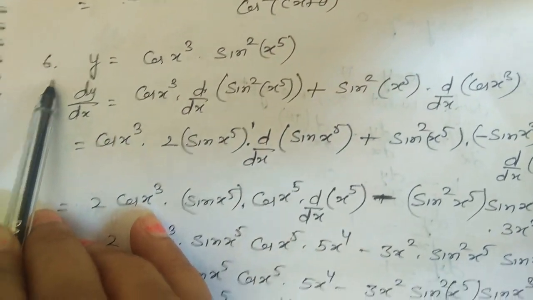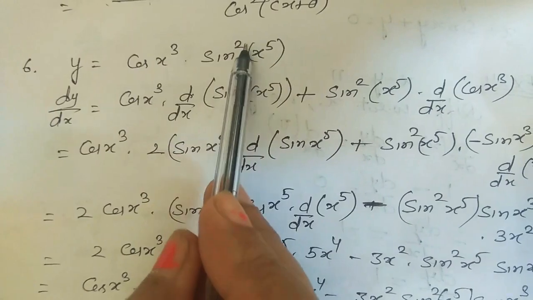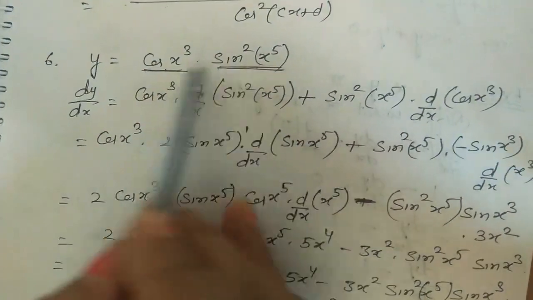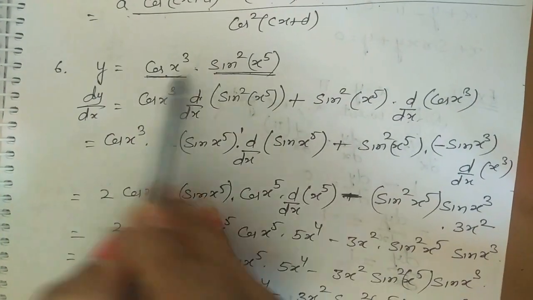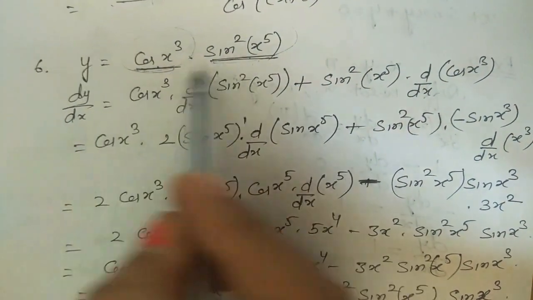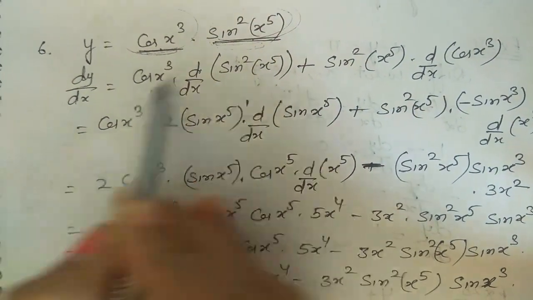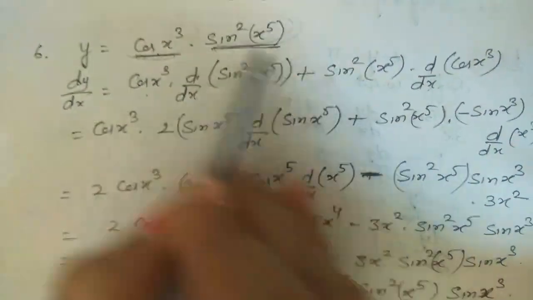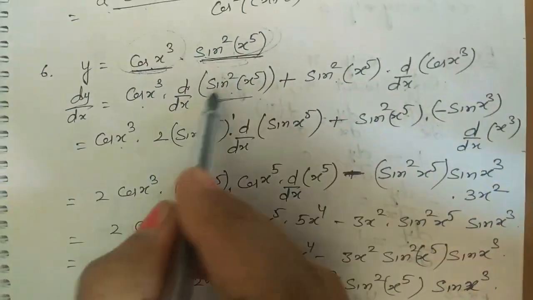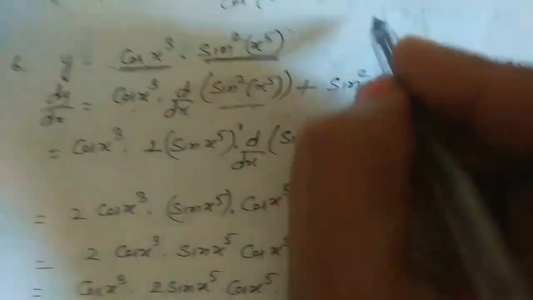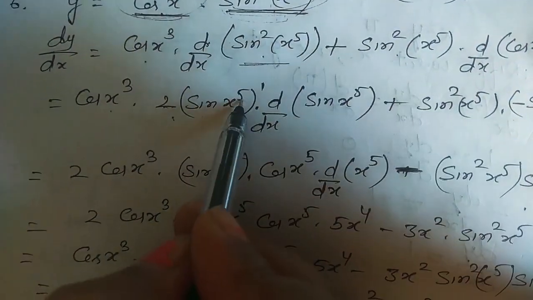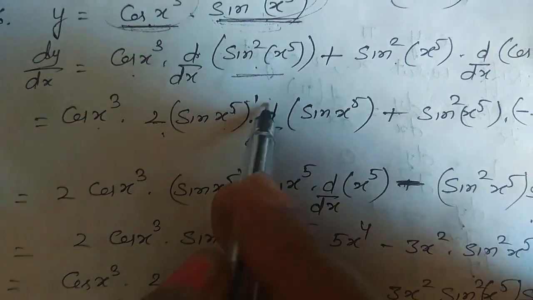Now come to question number 6. Cos x cube into sin square x power 5. These are two functions of x, one is this, the other is this. So we will use the product rule here. Suppose this is u, this is v. U as it is, derivative of v, plus v as it is, derivative of u. Cos x cube as it is. What is the derivative of this? 2 here. It is (sin x power 5) whole square. So the power comes in front, sin x raised to power 5, power 2 minus 1. 2 minus 1 is 1.